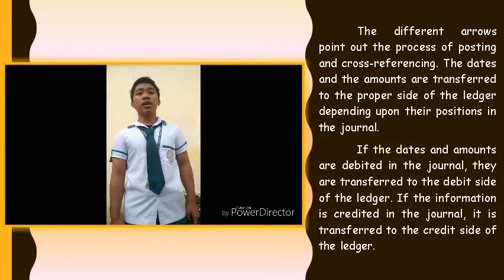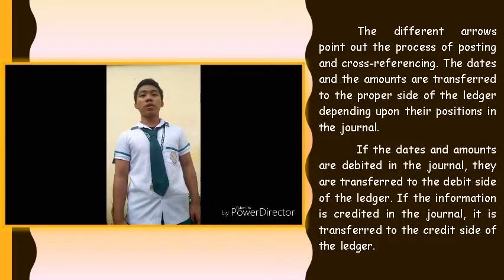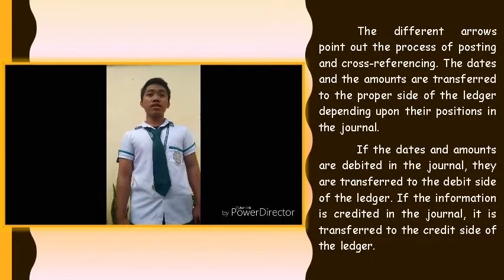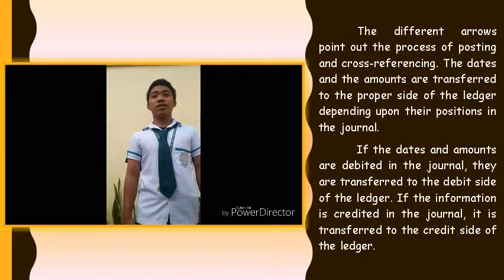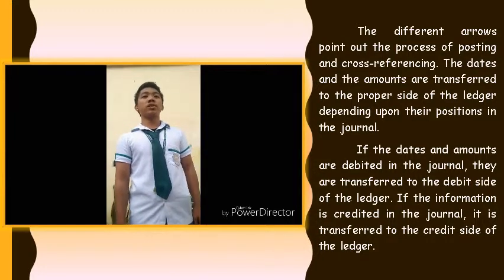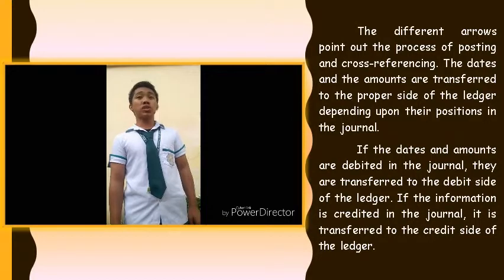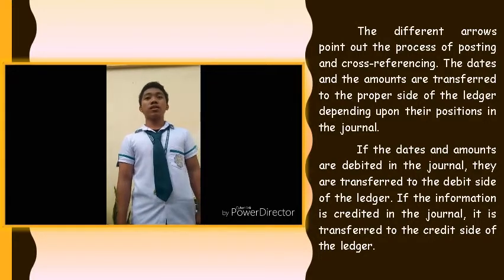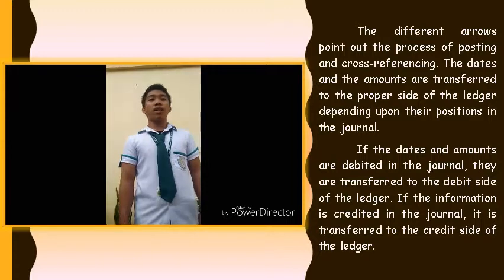The dates and the amounts are transferred to the proper side of the ledger depending upon their position in the journal. If the dates and amounts are debited in the journal, they are transferred to the debit side of the ledger. If the information is credited in the journal, it is transferred to the credit side of the ledger.